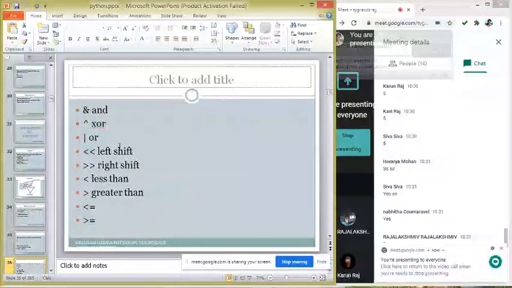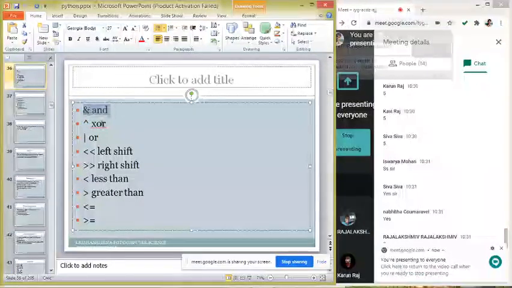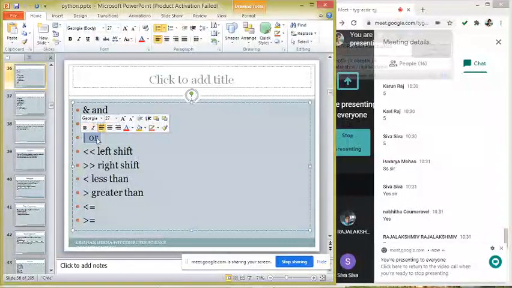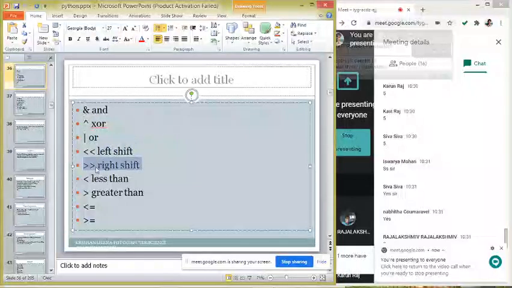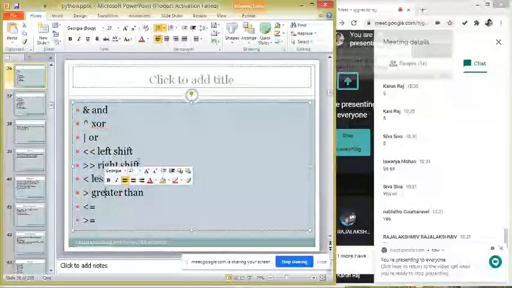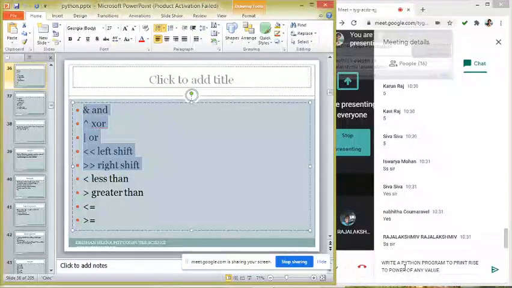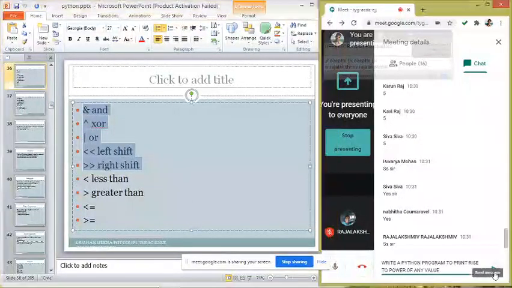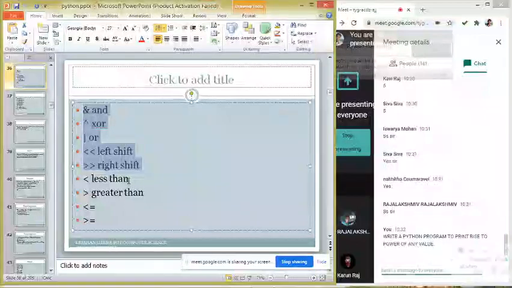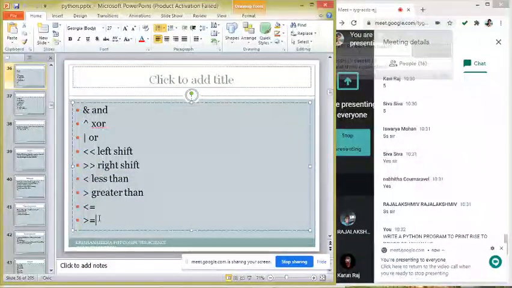Now the next: and, or, not, sorry, and, XOR, or, left shift, right shift, less than and greater than. These are for information purpose only. If you are going to put two conditions, we will learn it, don't worry. Some of the slides will come next where you will see how we can use the and, or and these types of operators. The question I have already given to you.